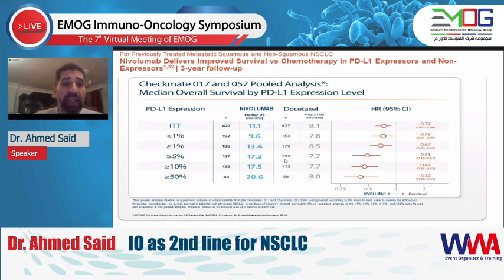As we see from the pooled analysis of CheckMate 017 and 057, the median overall survival per PD-L1 expression level all favors nivolumab rather than docetaxel, with hazard ratios ranging from 0.78 to 0.42, favoring nivolumab in all PD-L1 subgroups, whether more than 1, 5, 10, or 50, and in the intent-to-treat population. You can see here 11.1 months versus 8.1 months.